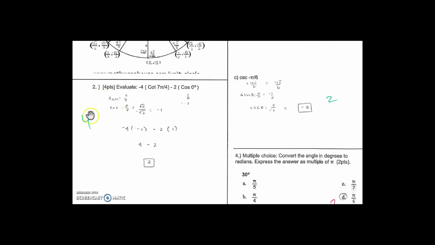Here's an example of a 4-pointer. They knew that tangent was y over x, so cotangent would be x over y. They took the coordinates, got -1 right there, and then got cosine of 0 is 1. Multiplied, then subtracted, that's full credit.